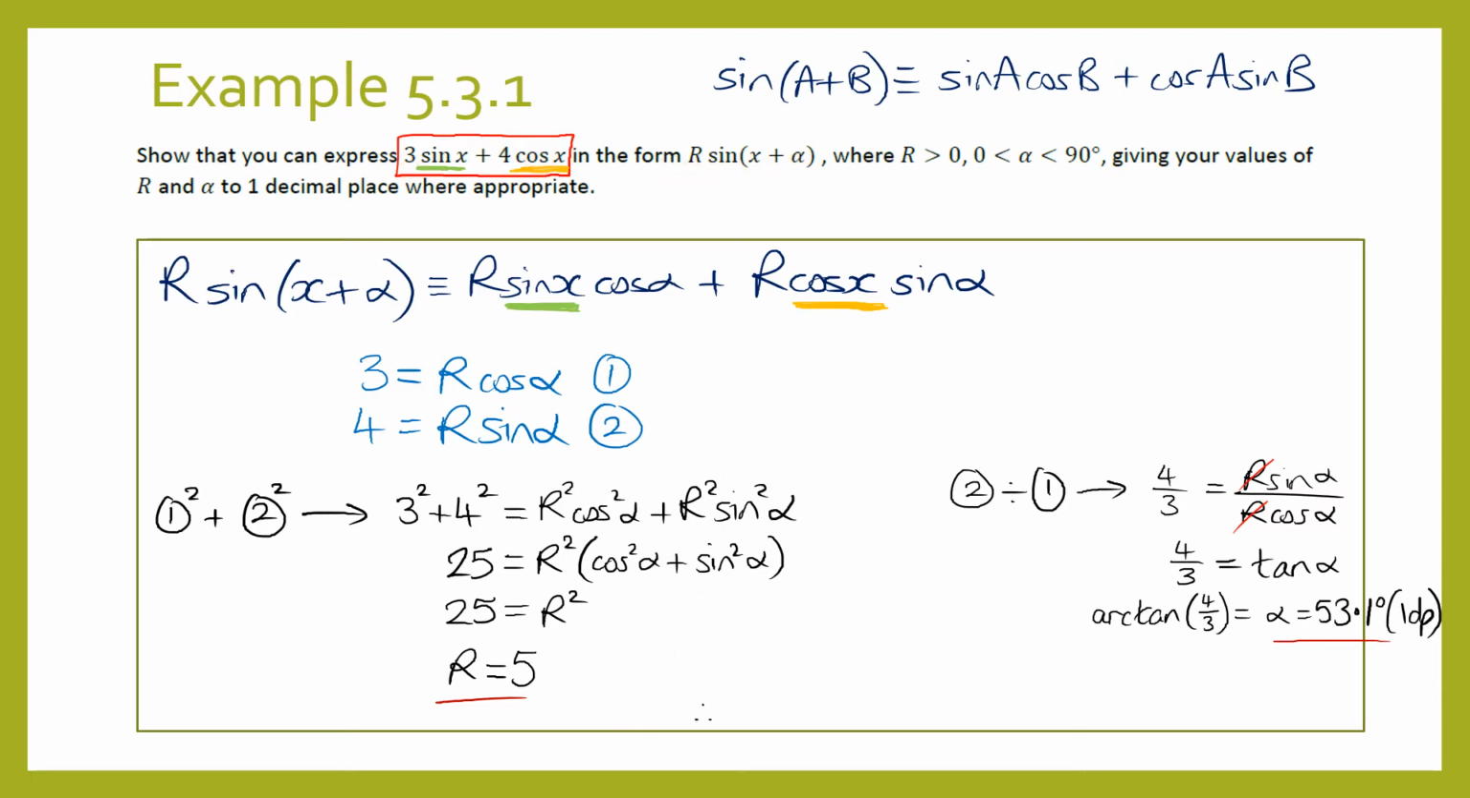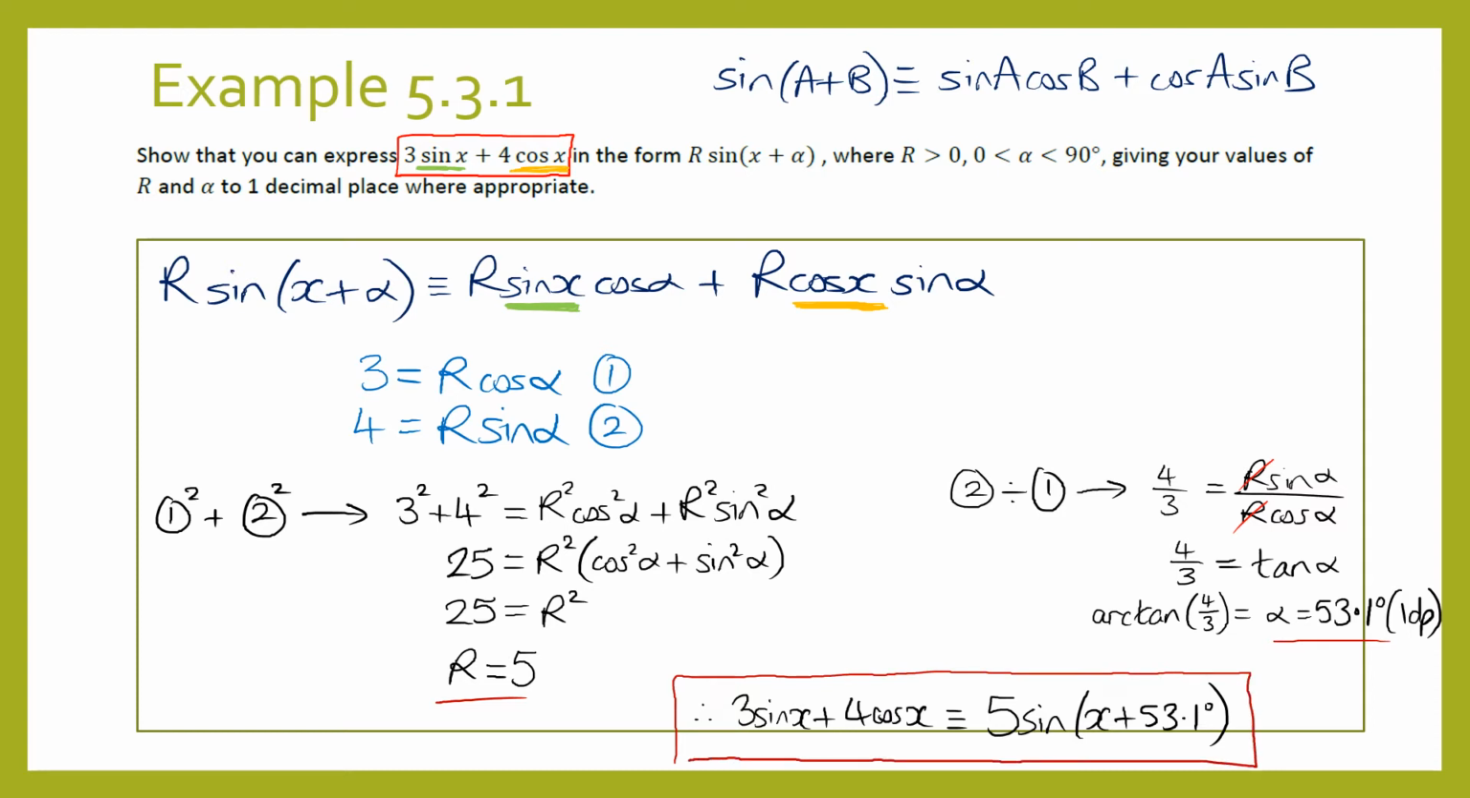So therefore, we've found that 3 sine x plus 4 cos x is exactly the same as, and I'm going back to my first line now, well, we've got an r value of 5 and an alpha value of 53.1. So it's 5 sine of (x plus 53.1 degrees). And that last bit there is the answer to the question. Everything else was working out.